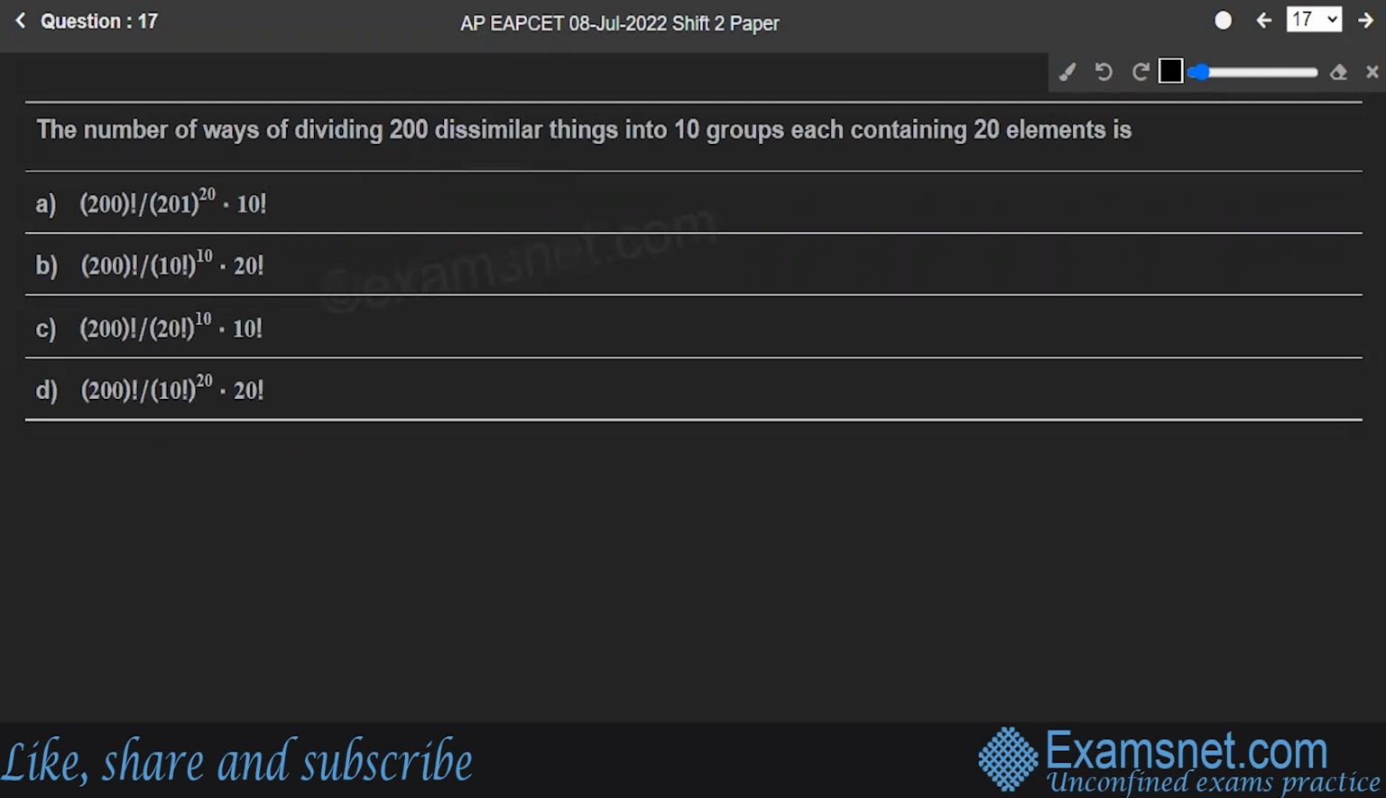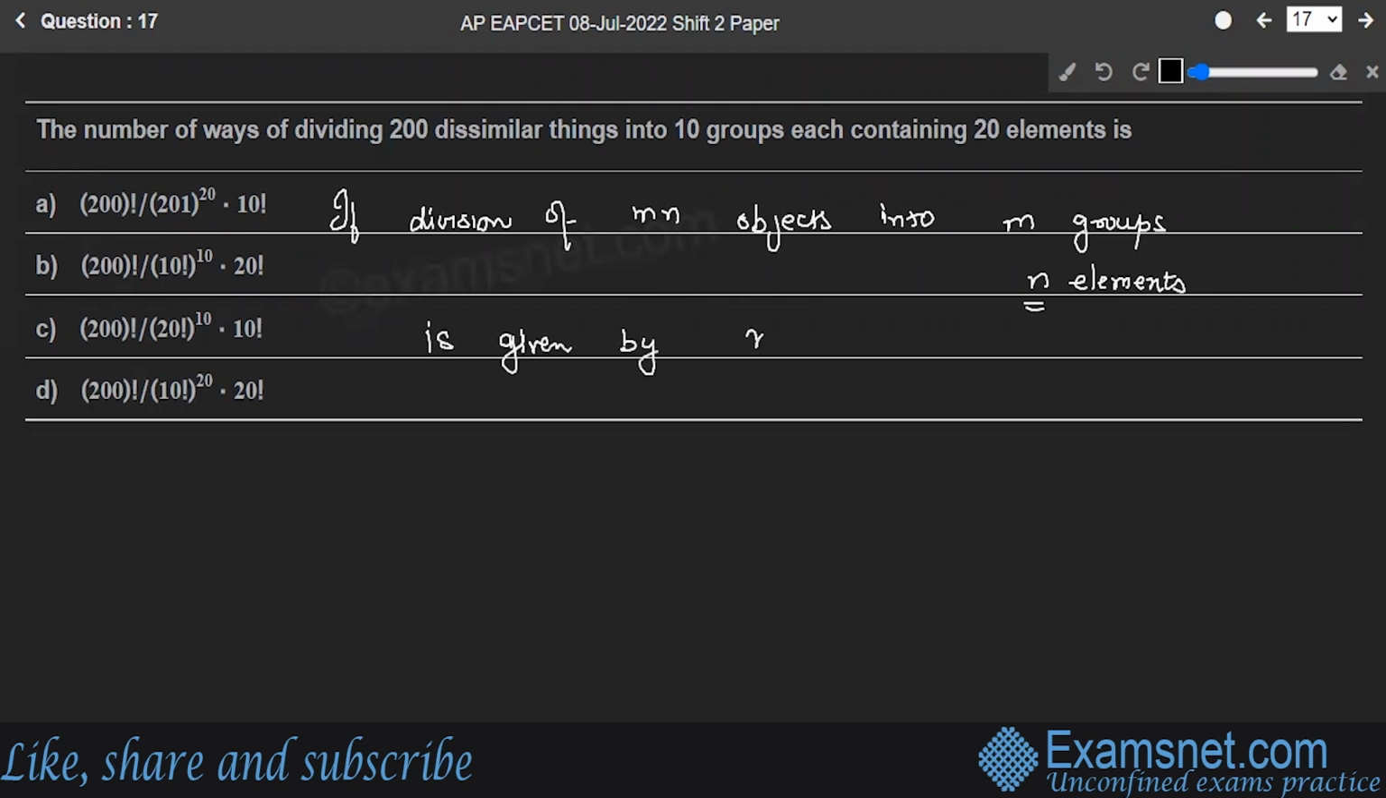If the division of mn objects into m groups having n elements of equal size, that means n elements, is given by mn factorial upon n factorial raised to power m into m factorial.